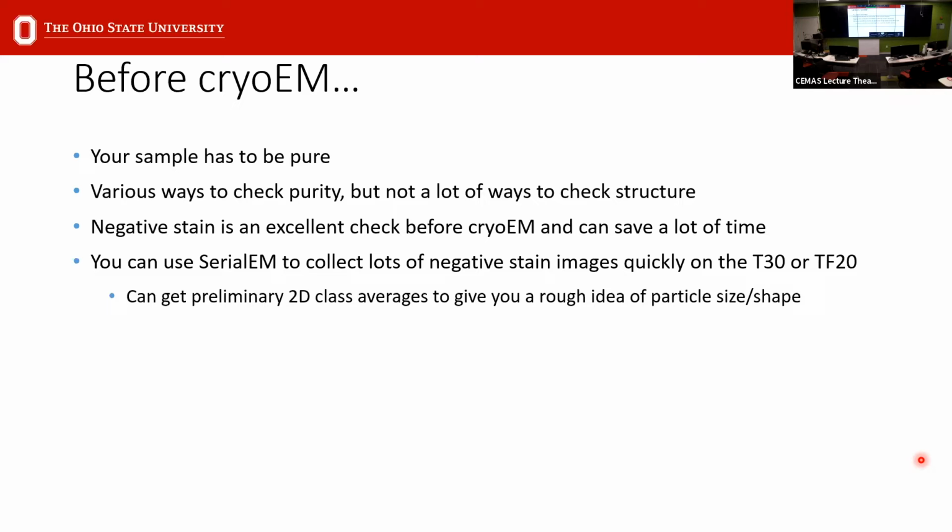Once you have that stack of 100 images, you can then get preliminary 2D class averages. So then you have an idea of your particle size and shape, so that once you get to the Glacios, you're not stuck scratching your head wondering, is this my particle or is this just debris? So it's always a very good idea to have an idea of what your sample should look like before getting to the Glacios.